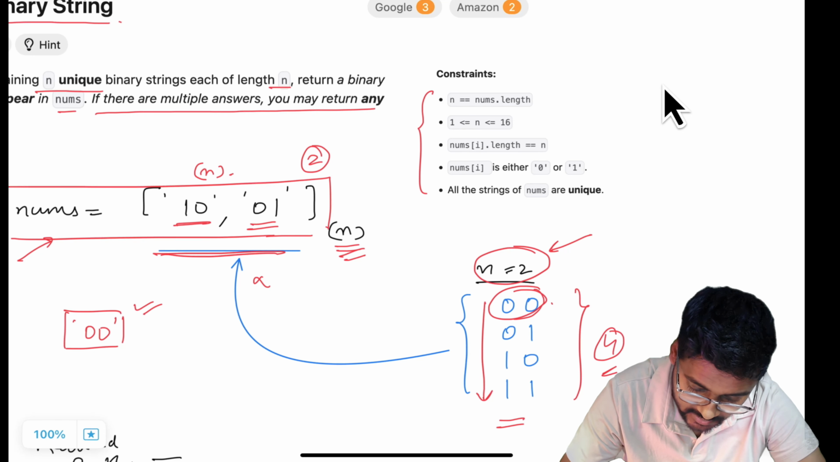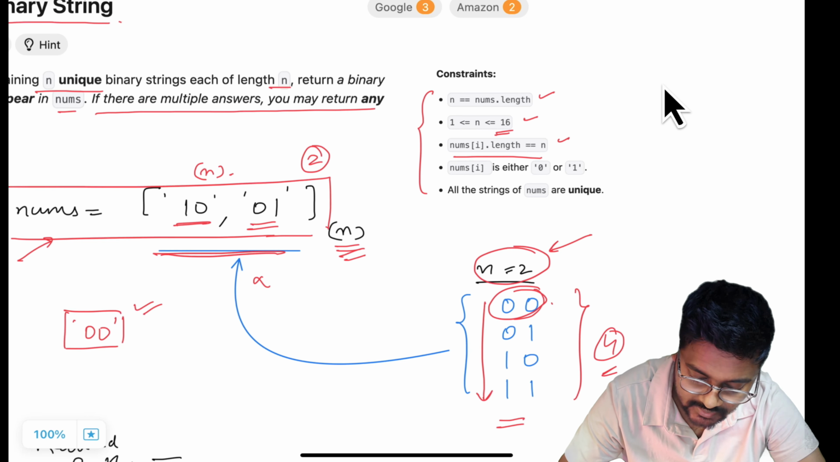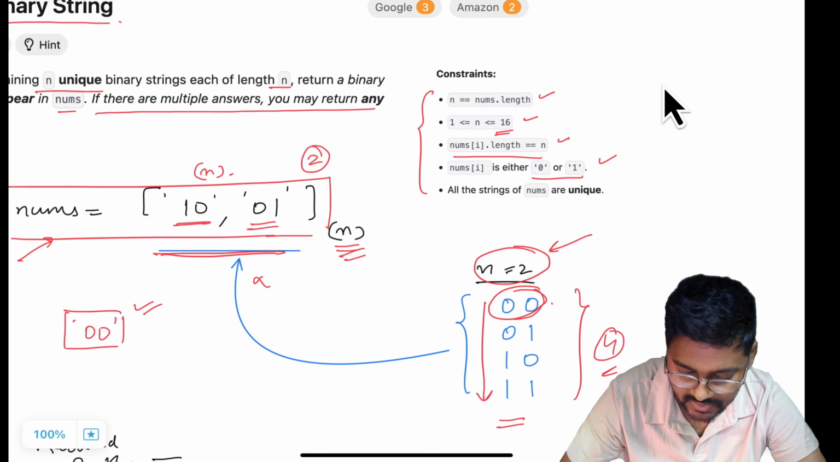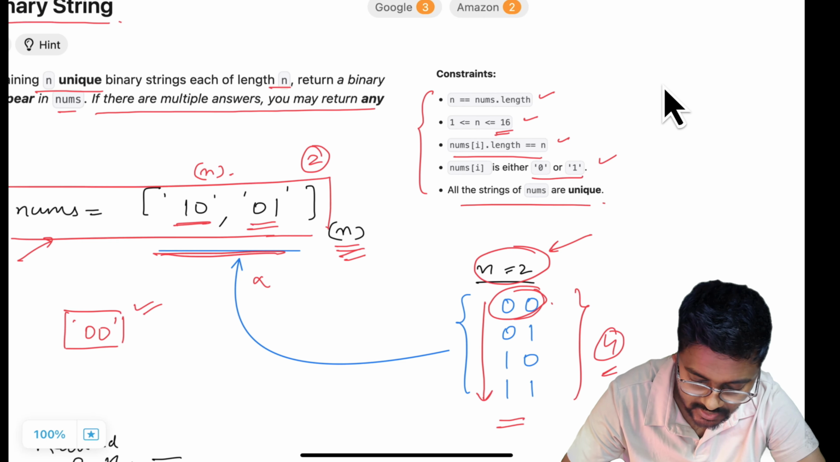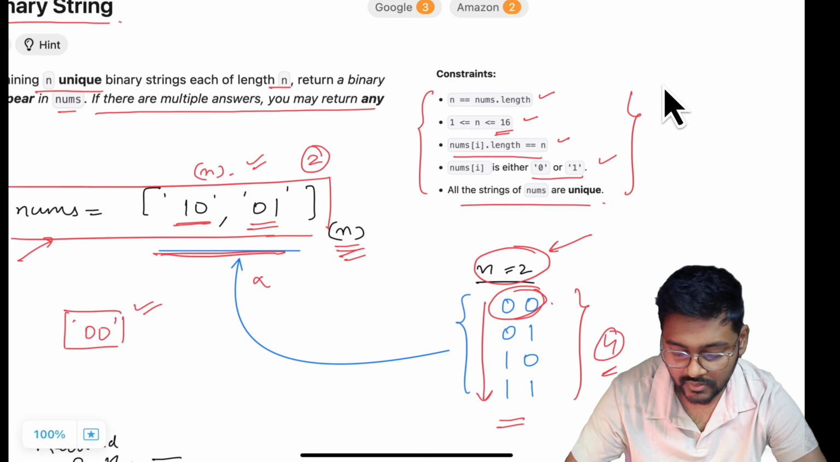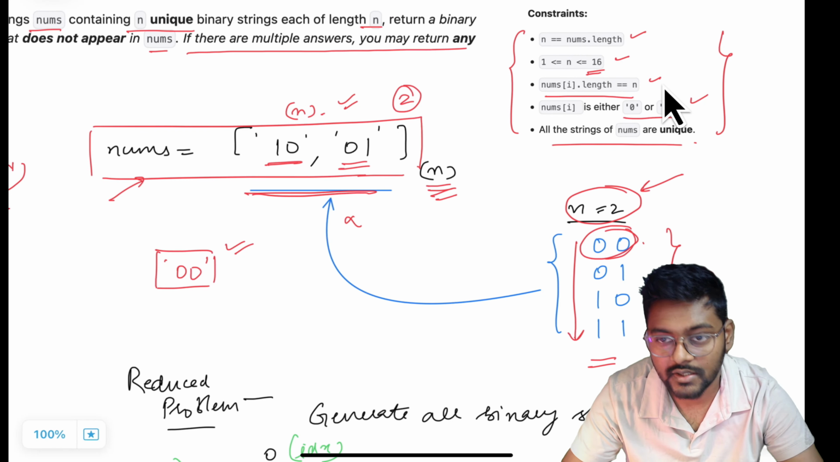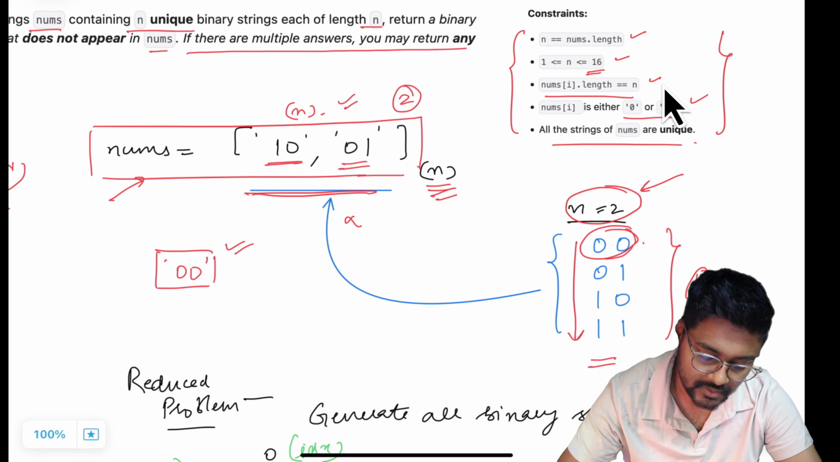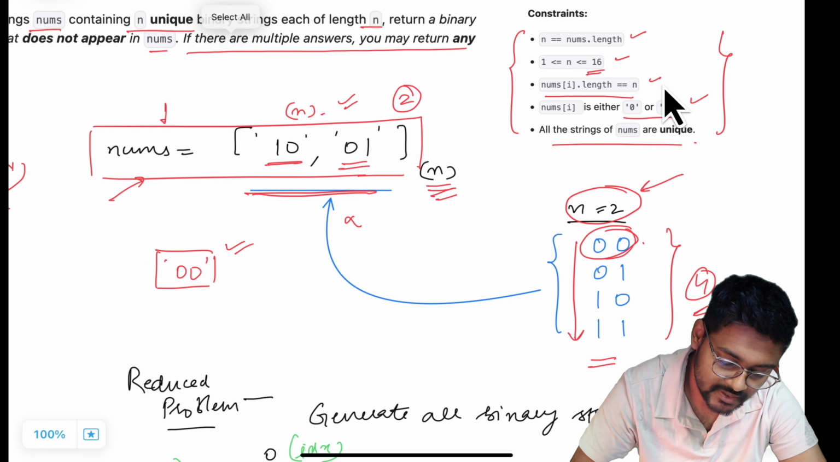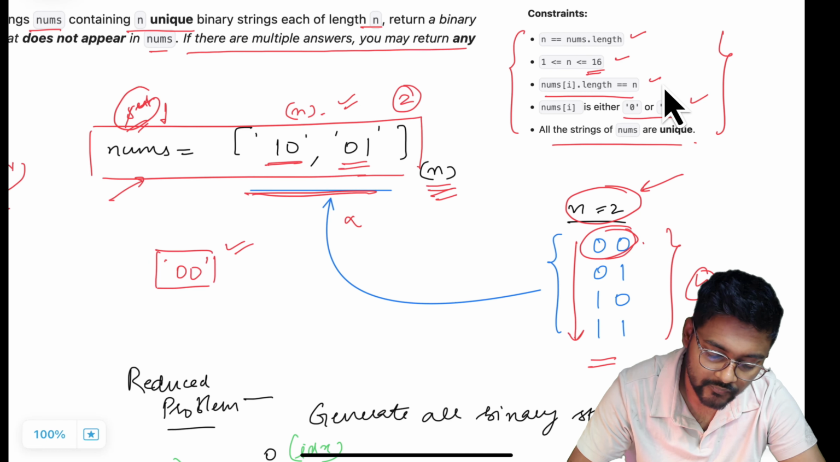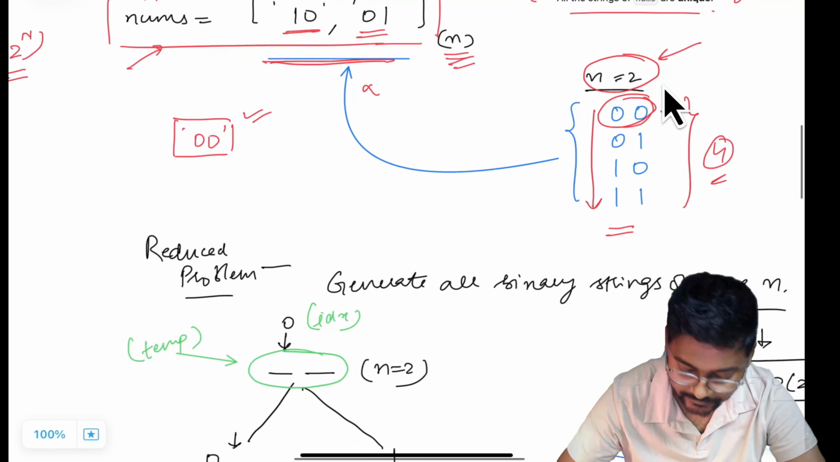If we have a look at the constraints, n is nums.length, and the value of n will go up to 16. Every string in the array is also of length n, and it's definitely a binary string. All the strings in nums are also unique. These are the constraints given to us. But in short, we have to figure out a binary string of length n which is not present in nums. If we consider nums as a set, you can say find a binary string of length n which is not present in this set.